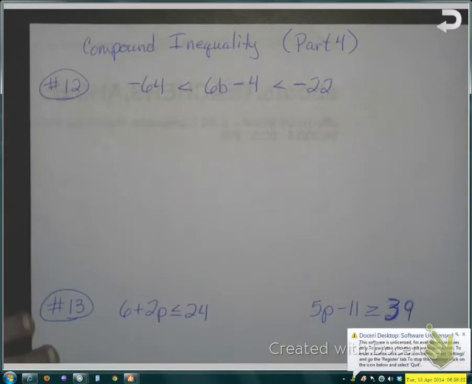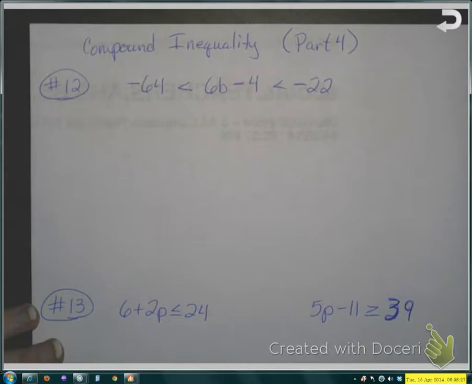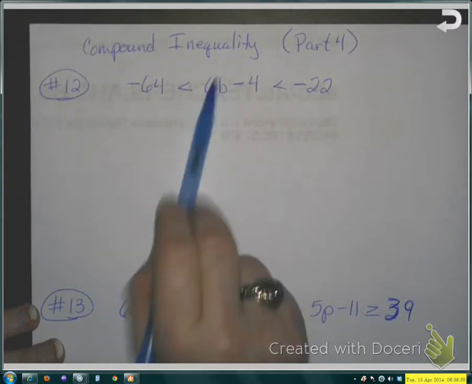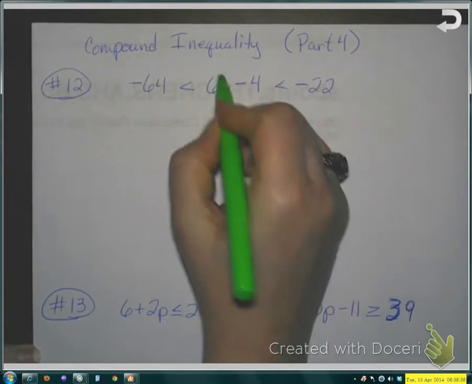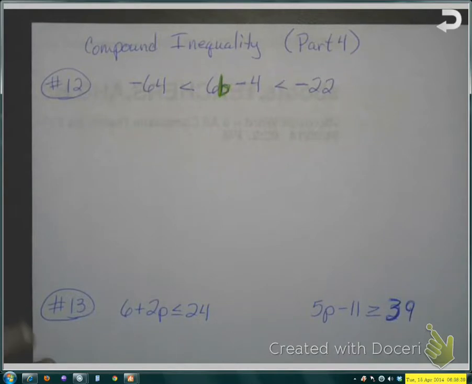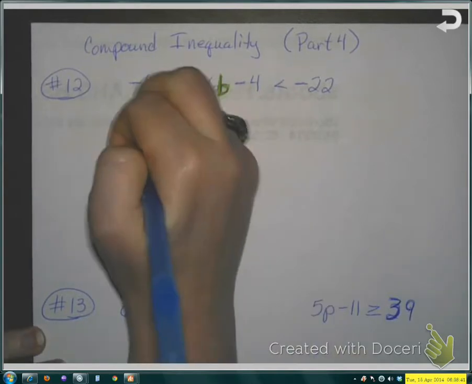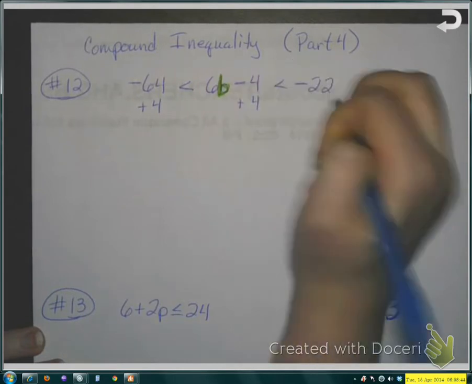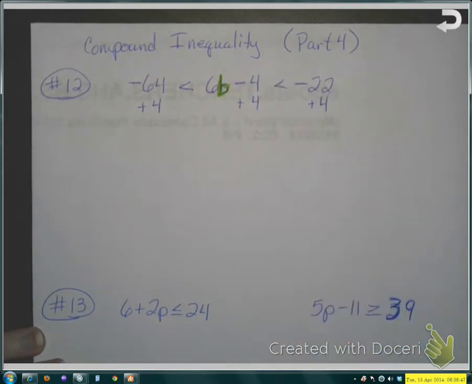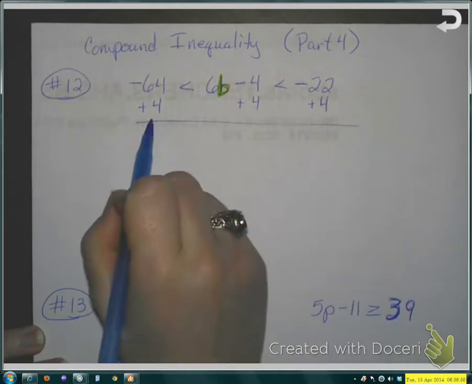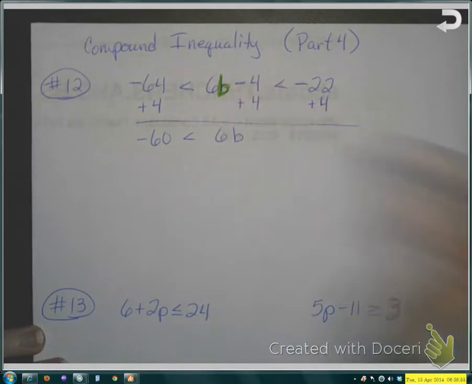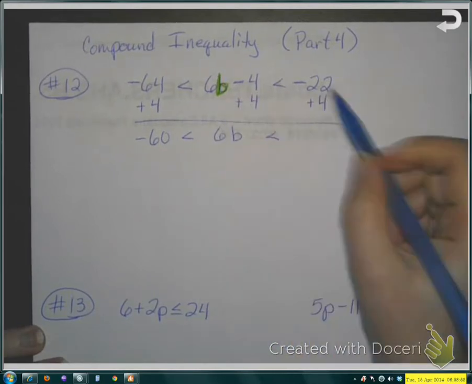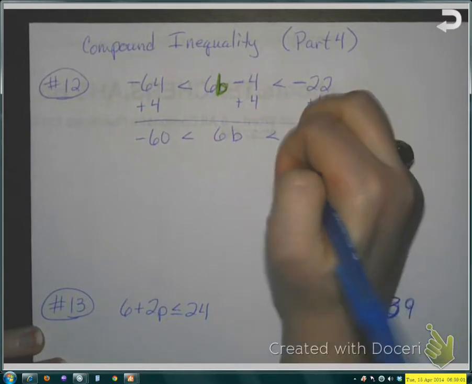Okay? So whatever I do, I have to do to all 3 pieces in the equation. So I'm trying to solve for b. That's my focus, because I want this b by itself. So if I just had a regular old equation, what would I do? I'd add 4. So the difference here is I have to add 4 to all 3 pieces or sides. Okay? So I have negative 64 plus 4 gives me negative 60. Now I have my less than. There's just a 6b left in the middle. I have my less than. And now negative 22 plus 4 is me negative 18.